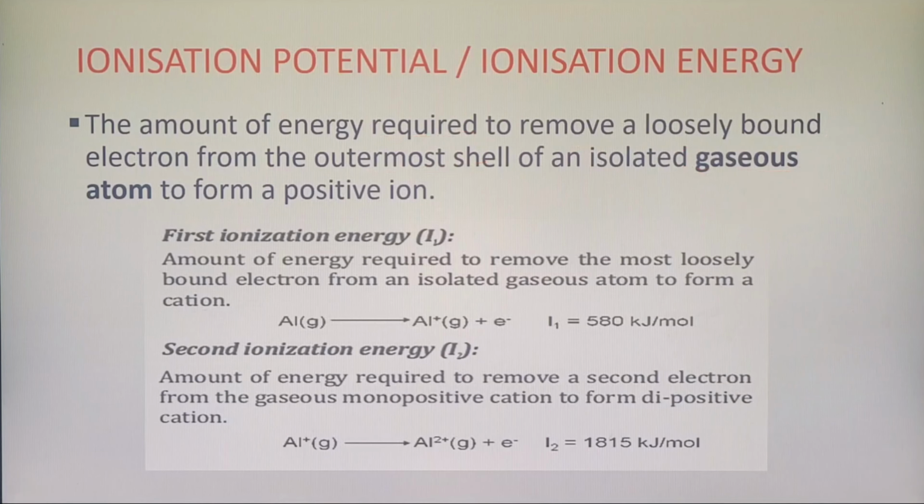It is alone. So once again, children, what is ionization potential or ionization energy? It is nothing but the amount of energy required, the amount of energy that you have to give, to remove an electron from its outermost shell. But which kind of atom will you do this experiment with? You will do it with an isolated gaseous atom. And whenever we remove an electron, what sign will the atom get? The atom will form a positive ion.